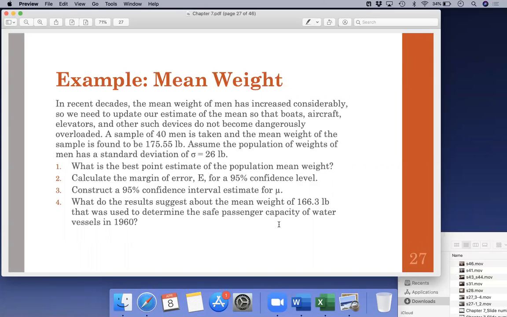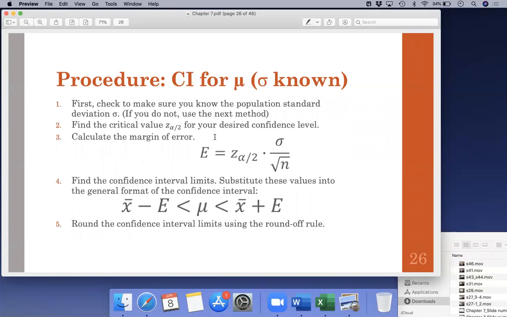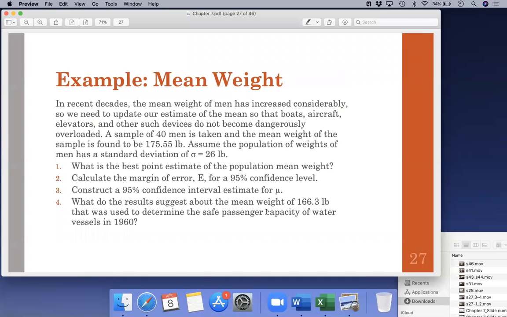Okay, so you can use these two formulas, this margin of error formula, and plug values in here. We have four parts. I will show you how to find these values.